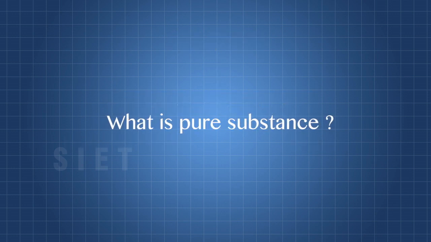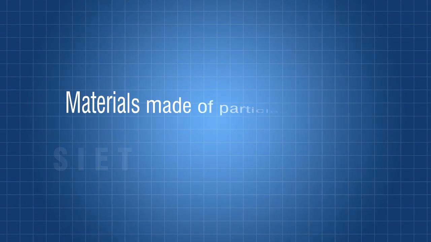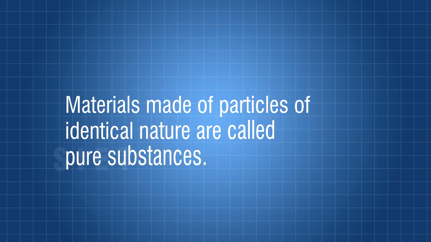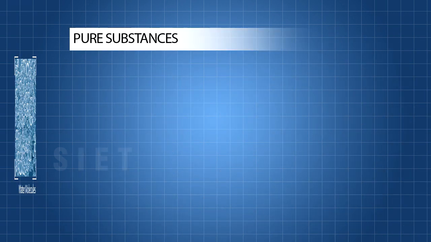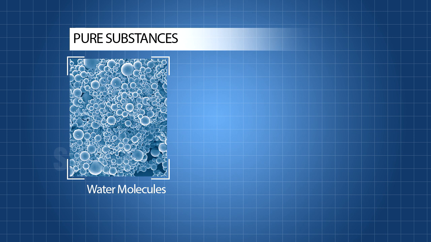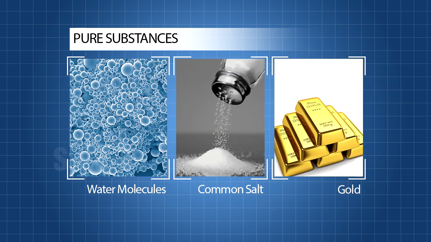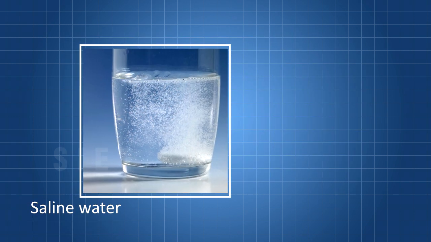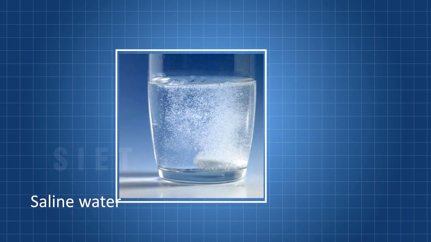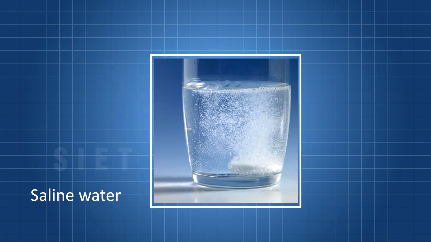What are pure substances? Materials made of particles of identical nature are called pure substances. Molecules of water, common salt, and gold have their own unique properties. In saline water, both particles with properties of salt and water are present.